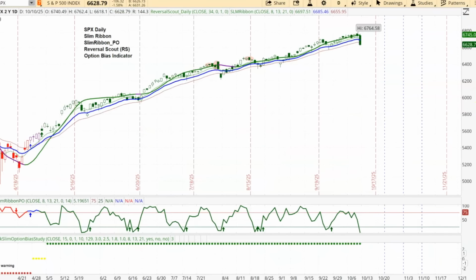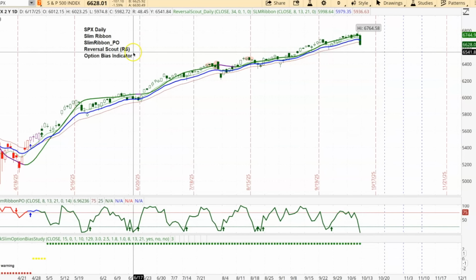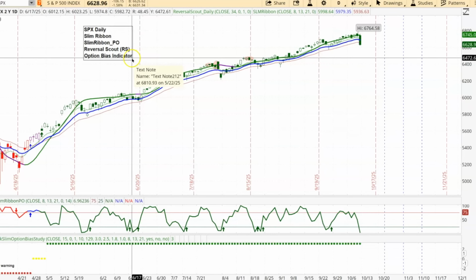Now let's look at the daily chart. So I'm showing it to you a little bit differently now. I don't have cycle analysis on here because I want to really focus on the slim ribbon and momentum indicators. Here's what's going on right now. First of all, we're looking at the slim ribbon PO, reversal scout, and the option bias indicator.